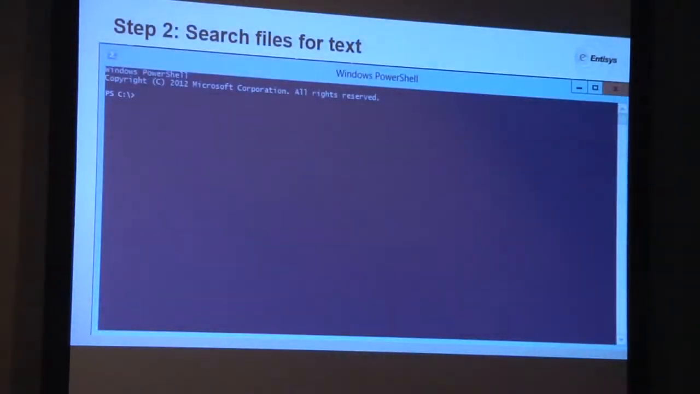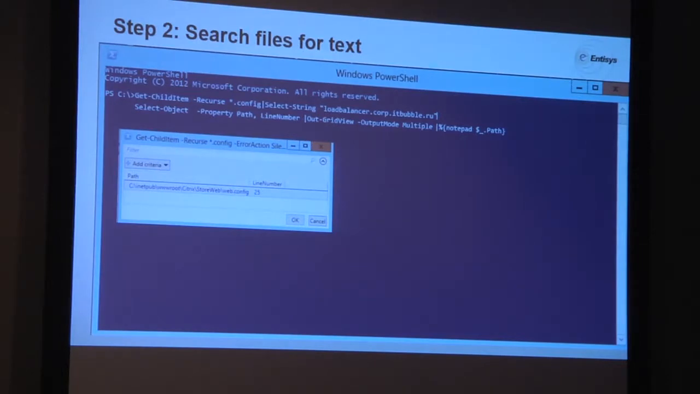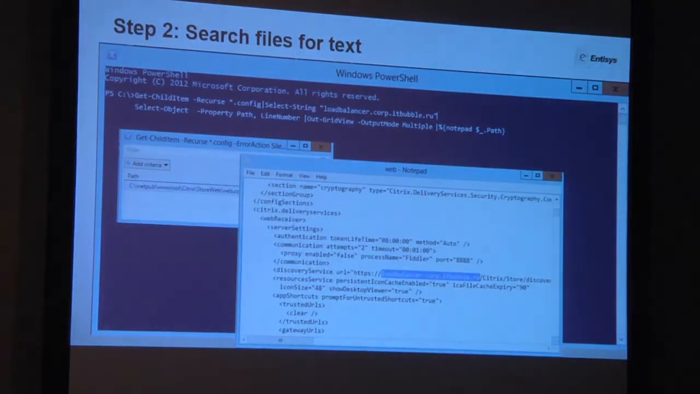So where can I change it? I can open PowerShell, search for this string, and find the exact location of the config file that I need to change. Open it and change this string to the string that I need.